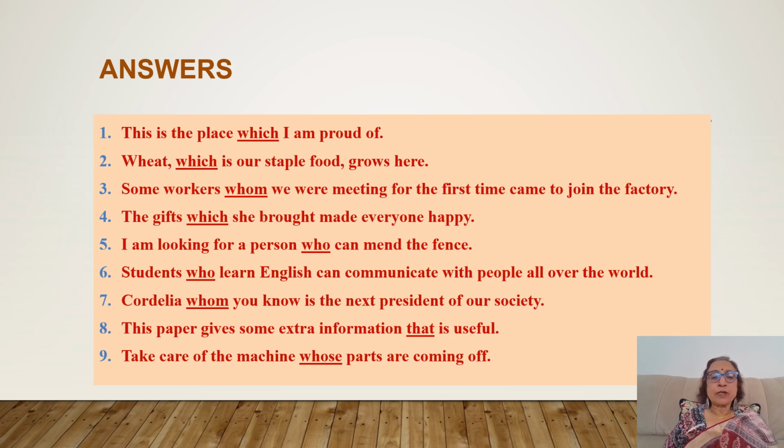I'm looking for a person who can mend the fence. Person and who. In the next part, who is the subject. Therefore, we are using who. We are not using whom, because although person is the object in the first sentence, in the second sentence it is the subject. Students who learn English can communicate with people all over the world.